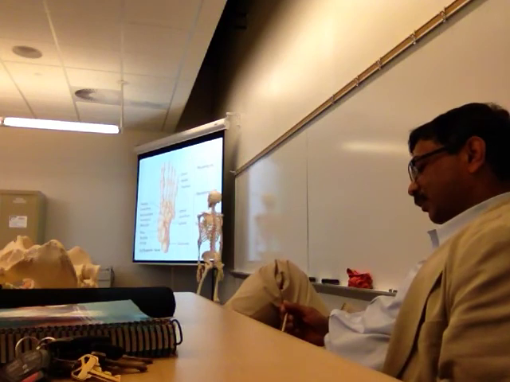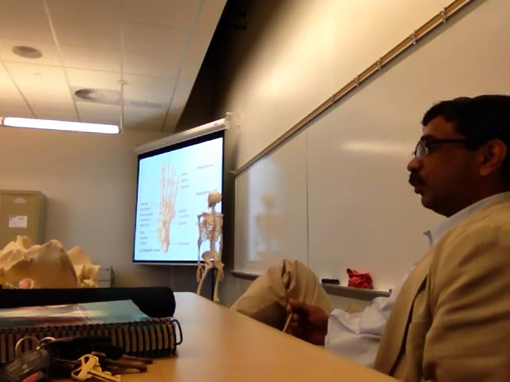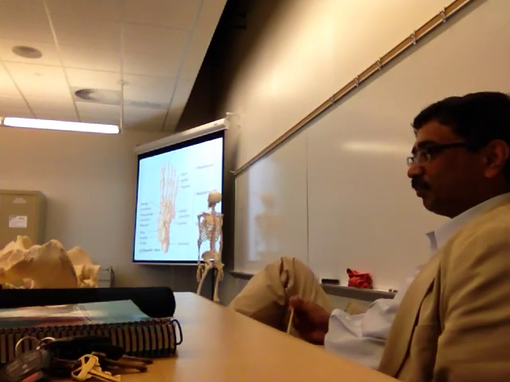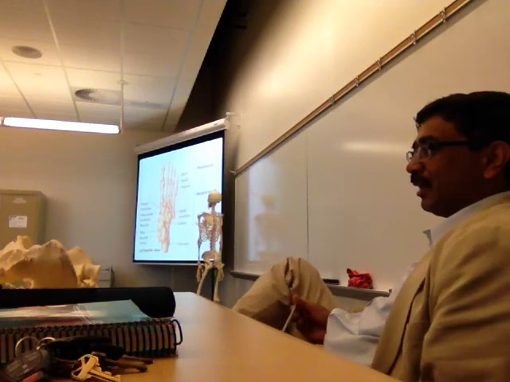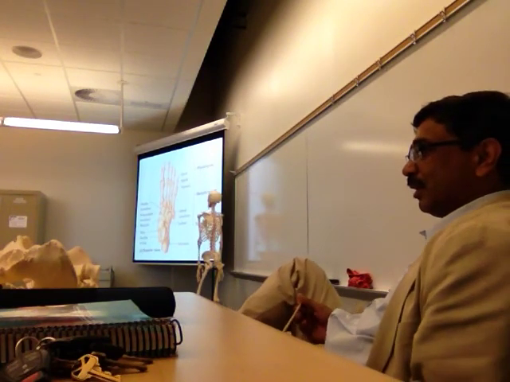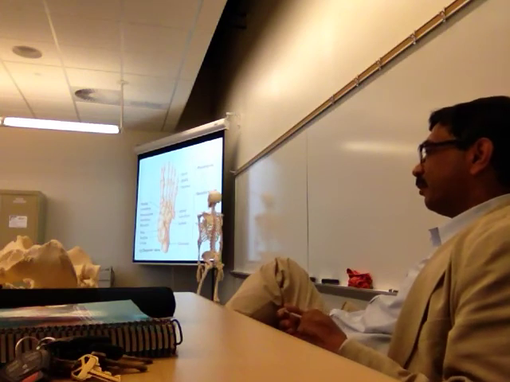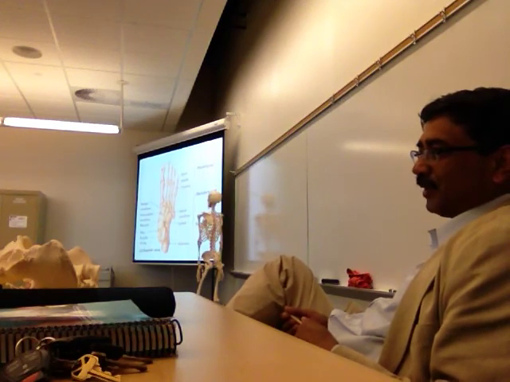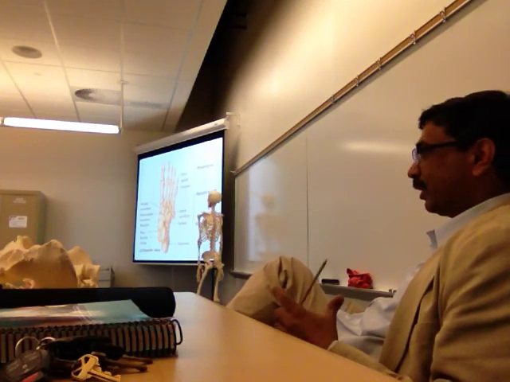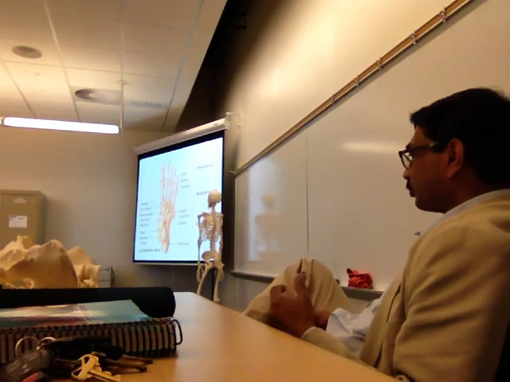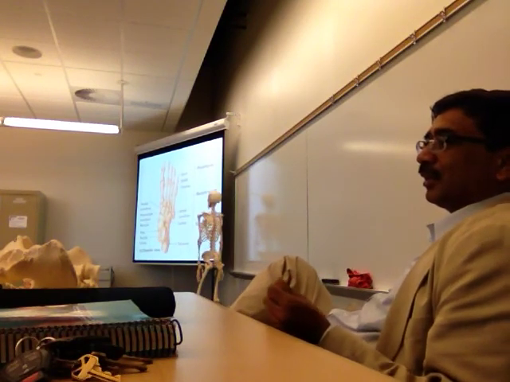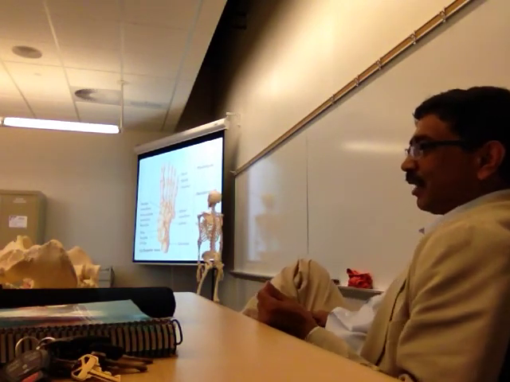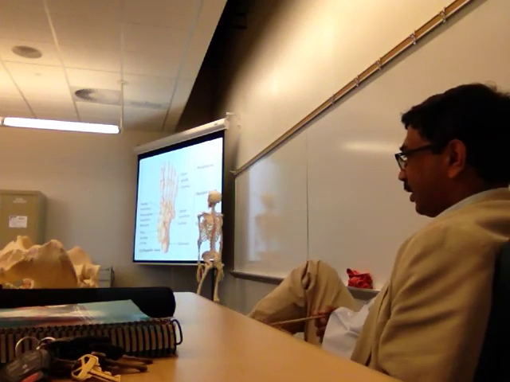I would ask you the question: which tarsal bone is the largest one? That's the calcaneus. So calcaneus is the largest one. Calcaneus forms the heel of the foot. Okay? So it is also called the heel bone, calcaneus. Second largest one is the talus. So talus is the second largest tarsal bone.